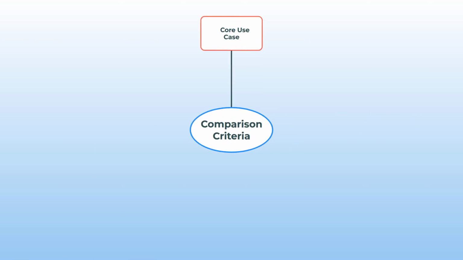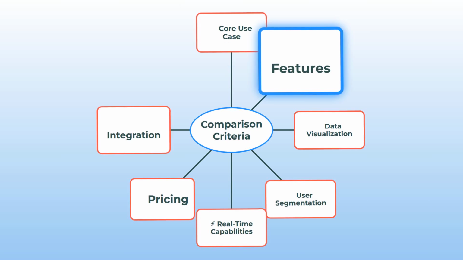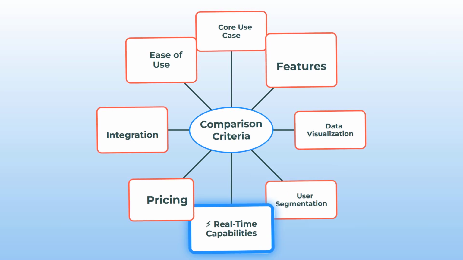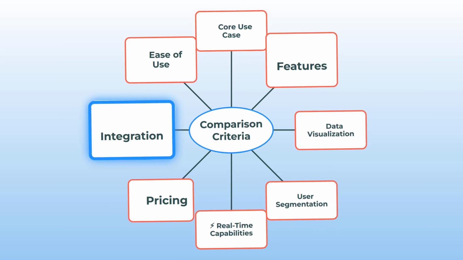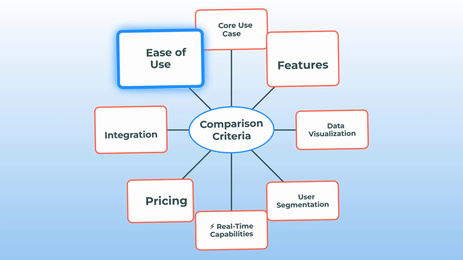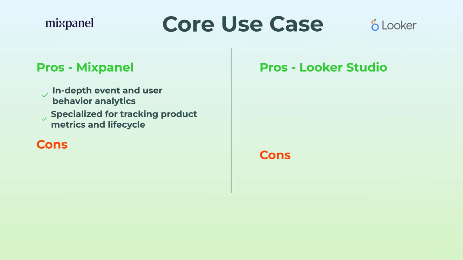On screen, we get this mind map, right? So 8 categories we're diving into: core use case, features, data visualization, user segmentation, real-time capabilities, pricing, integration, and ease of use. Think of these like your roadmap to actually figuring out which tool's going to work for you. Okay, first up, core use case.